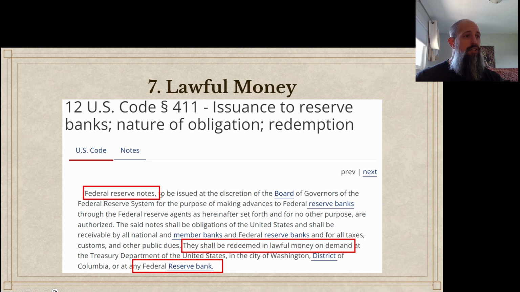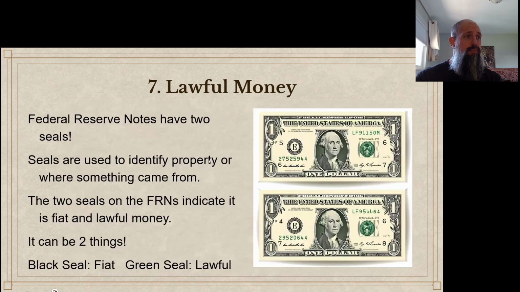Everything else is kind of trickery. Federal Reserve notes. And here they're talking about the Federal Reserve notes. They shall be redeemed in lawful money on demand, which is what you're doing. And it says the Treasury Department of the United States in Washington, in the District of Columbia, or at any Federal Reserve Bank. And they're all Federal Reserve banks because they all use Federal Reserve notes. That easy.